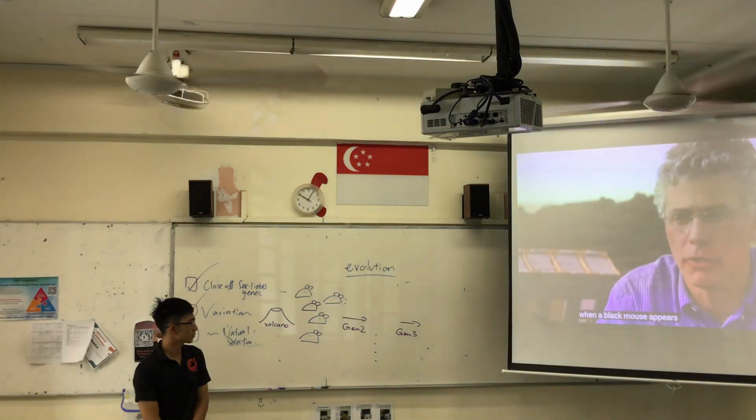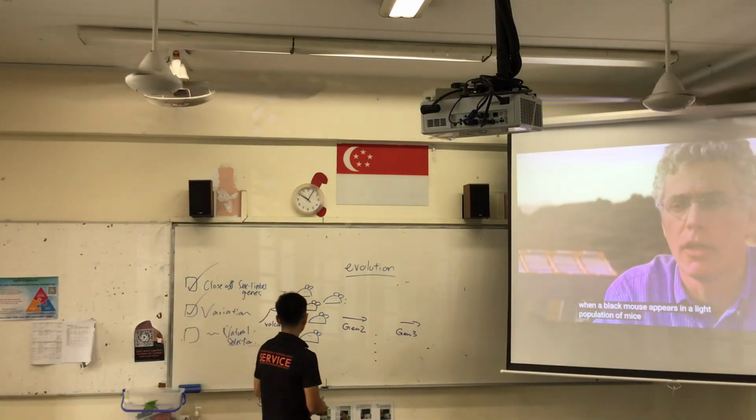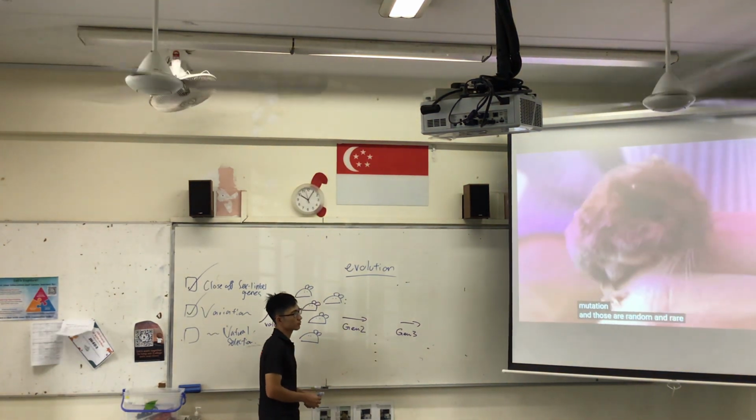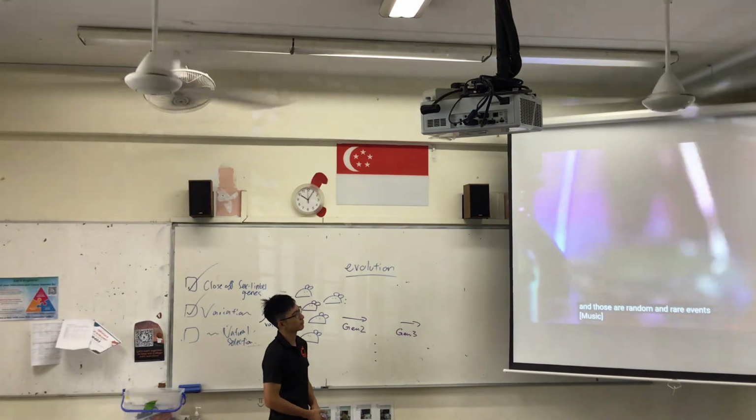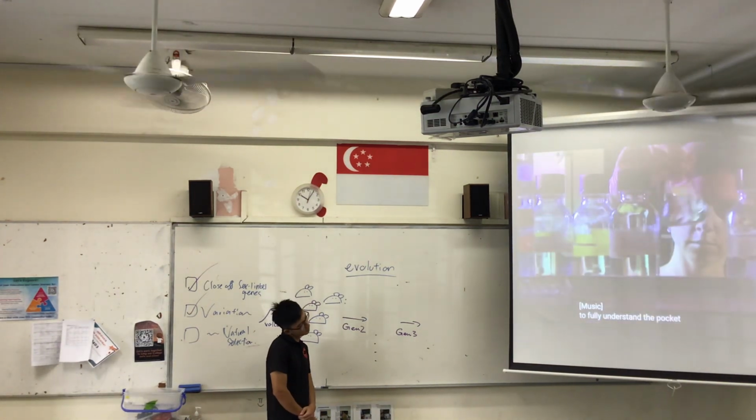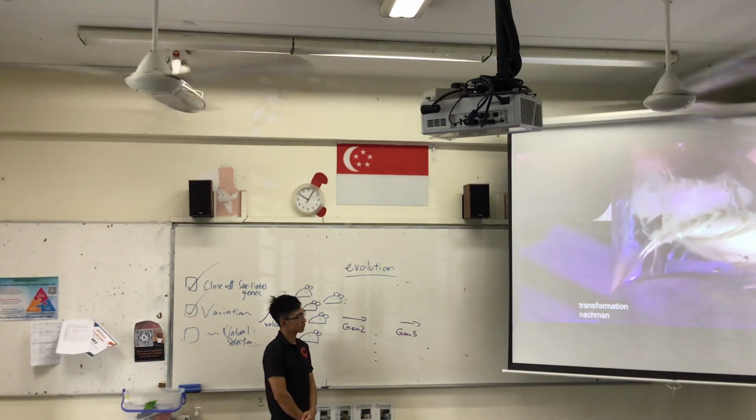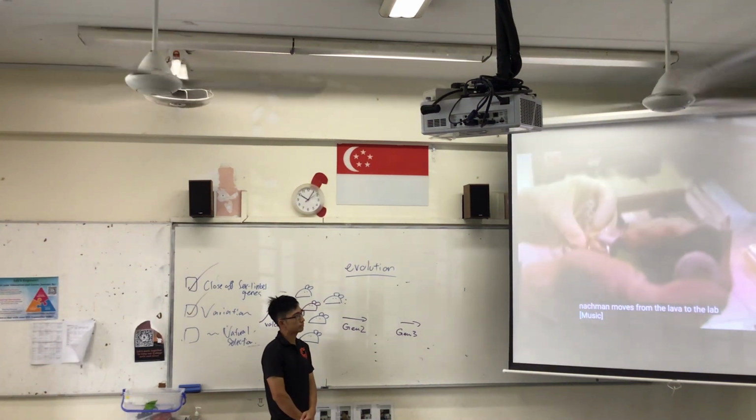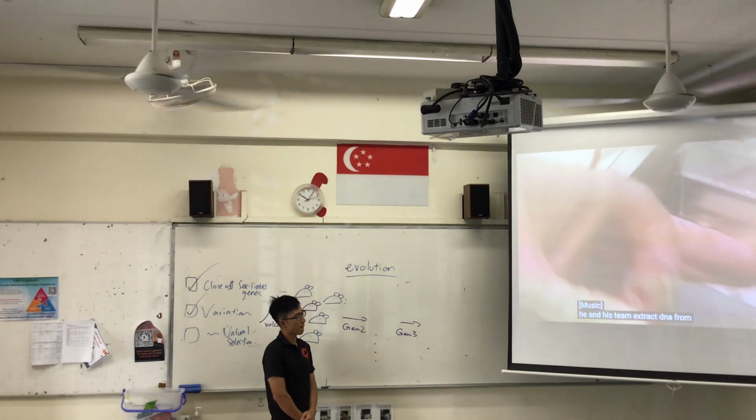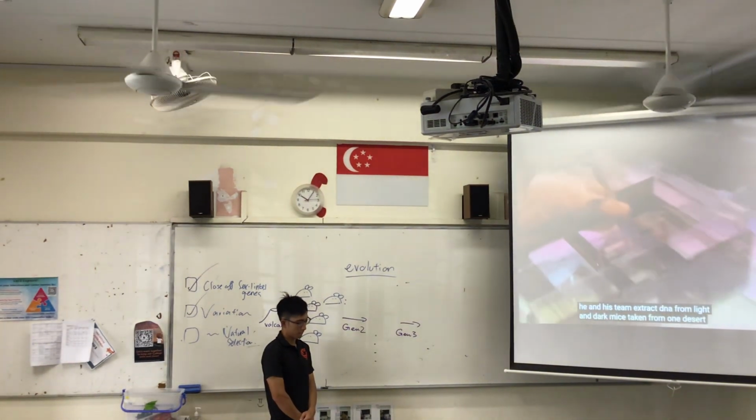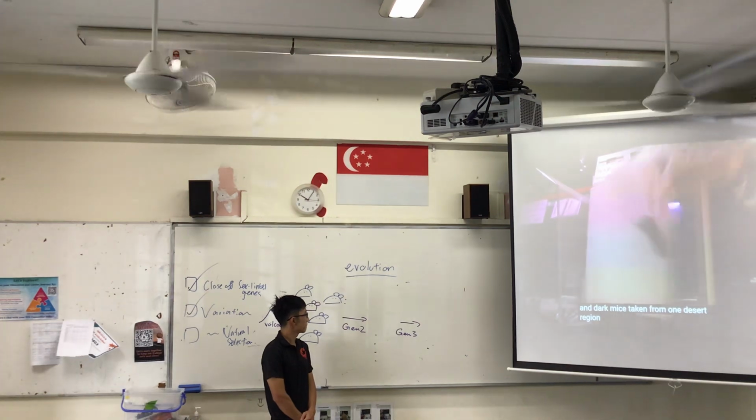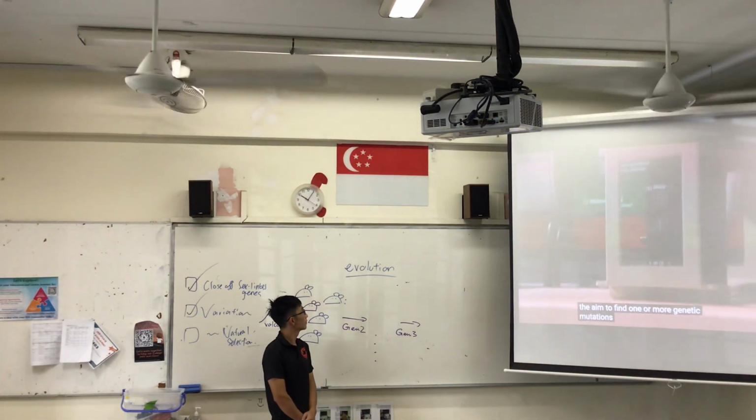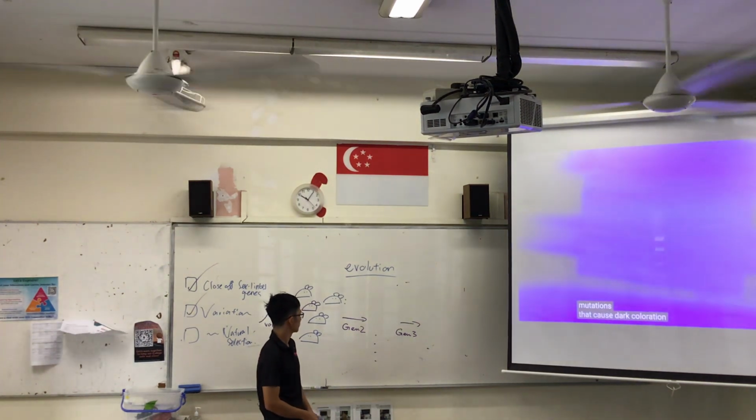When a black mouse appears in a light population of mice, that is usually going to be due to a mutation. And those are random and rare events. To fully understand the pocket mouse transformation, Nachman moves from the lava to the lab. He and his team extract DNA from light and dark mice taken from one desert region. The aim? Find one or more genetic mutations that cause dark coloration.